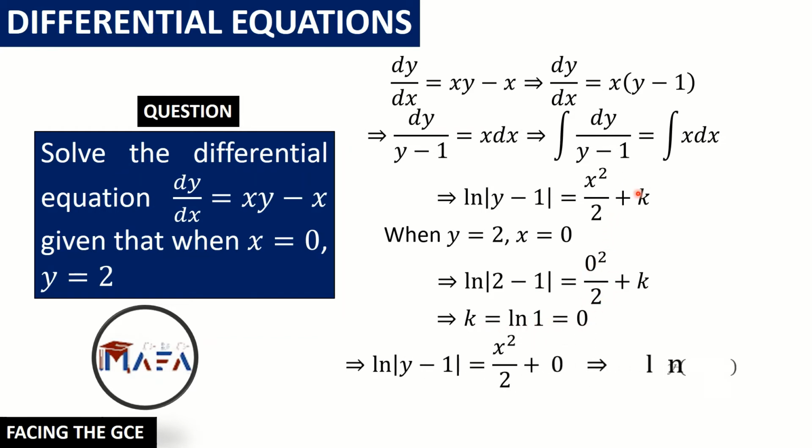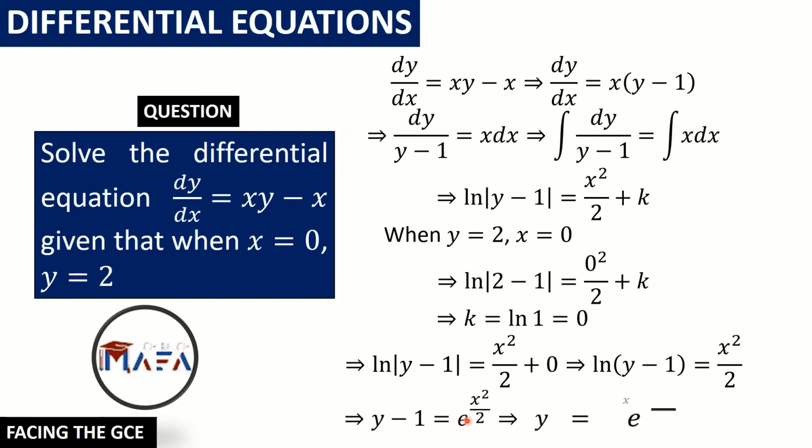So fitting k back into our equation here, we get the ln of the absolute value of y minus 1 to be x squared divided by 2 plus 0. So the ln of y minus 1 is equal to x squared divided by 2. We can take exponential on both sides. We get y minus 1 to be equal to e raised to the power x squared divided by 2. We now add 1 on both sides, so we get the function y to be equal to e raised to the power x squared divided by 2 plus 1.